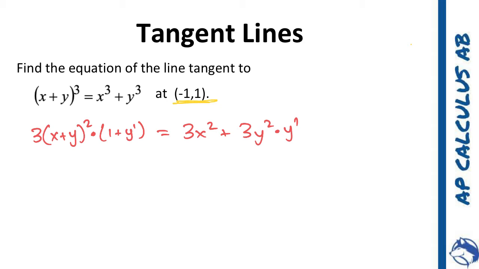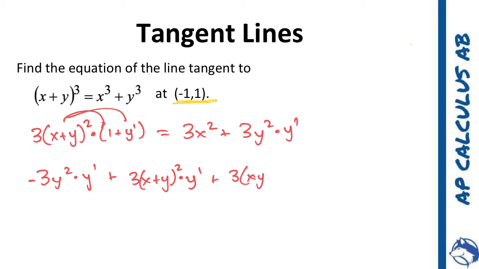So like always, get your y primes on the same side. So this 3y² times y prime, I can go ahead and bring that to this side. So it's 3y² times y prime, plus, or so that's negative, plus, then this is kind of like a distribution here. So I'm going to do the 3(x + y)² times y prime plus this 3(x + y)² times 1. And that's all going to be equal to this 3x².